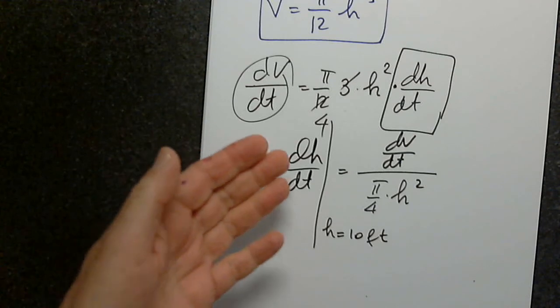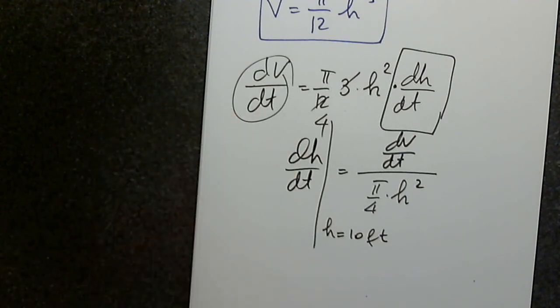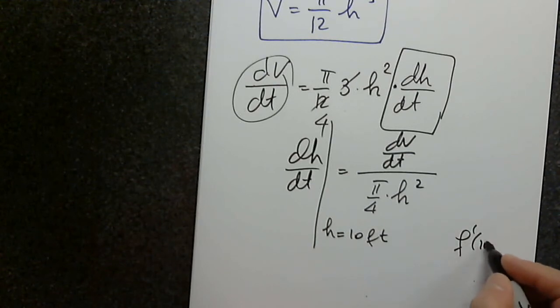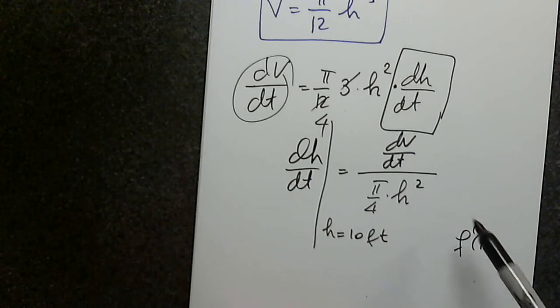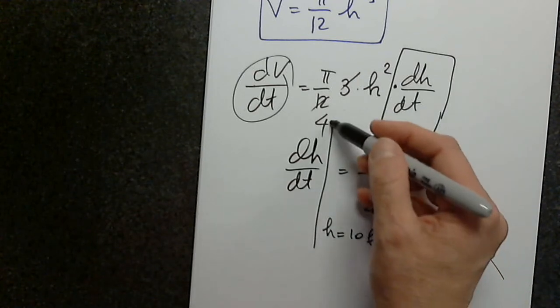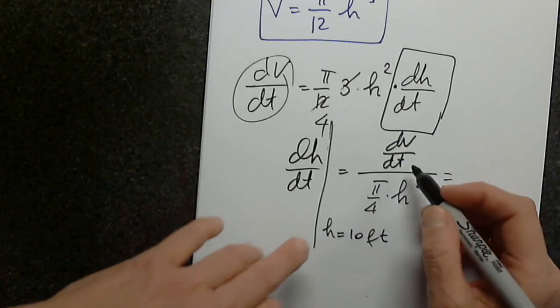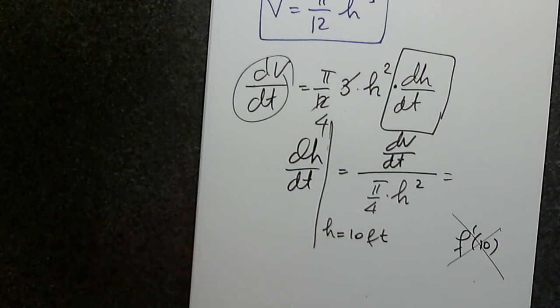So you understand that when we are using the notation dh over dt, it's not like f prime of 10, right? f prime of 10 is very simple, very clear, I should say. I'm evaluating the derivative at 10. But in this case, I can't do that. So I draw a vertical line, and I write when h is 10. I think it was 10, right? Yes, 10.